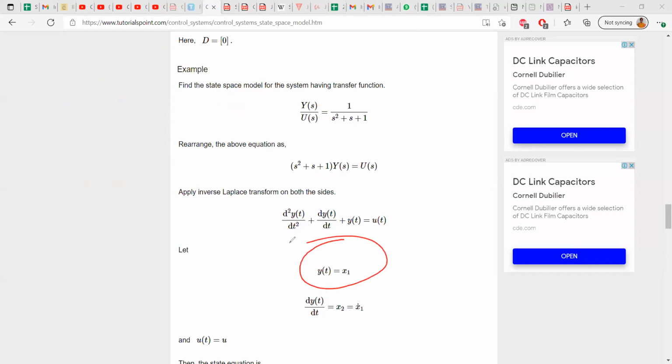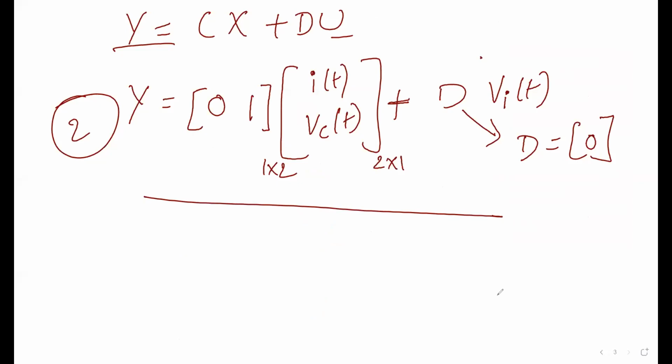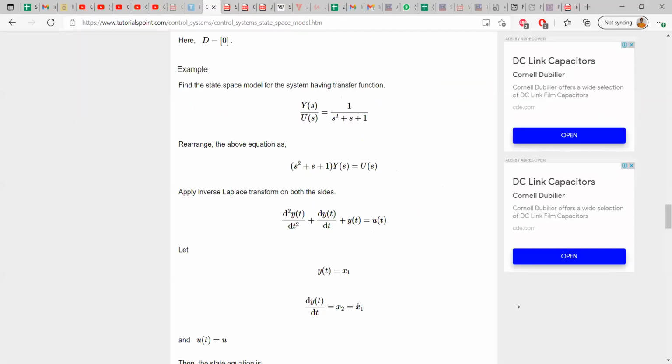Now again, let y of t equal x1. If y of t equals x1, let me explain on the whiteboard. The transfer function is 1 by s square plus s plus 1.